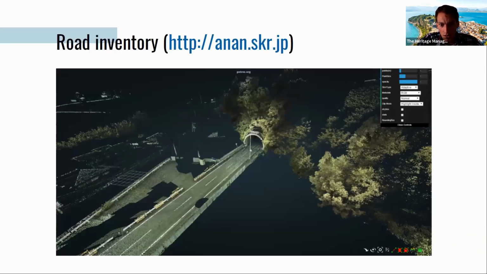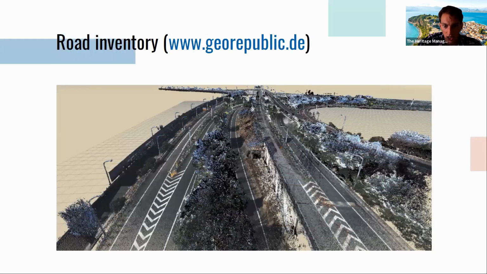Road inventories, like the implementation of mobile mapping vans that will require huge amounts of point clouds. These data are stored obviously on massive servers, but you also need ways to visualize these massive point clouds. And here a Japanese application on the use of PO3, another one in Germany.